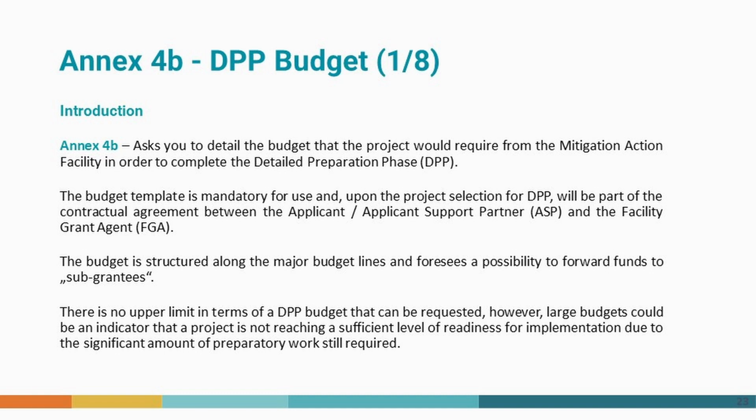The budget is structured along the major budget lines and foresees a possibility to forward funds to sub-grantees. There is no upper limit in terms of a DPP budget that can be requested. However, large budgets could be an indicator that a project is not reaching a sufficient level of readiness for implementation due to the significant amount of preparatory work still required.